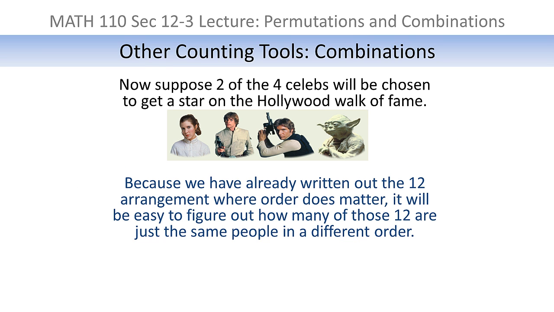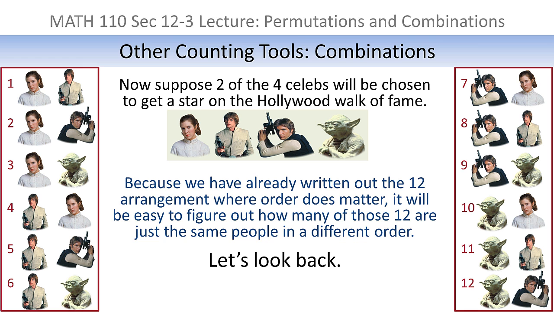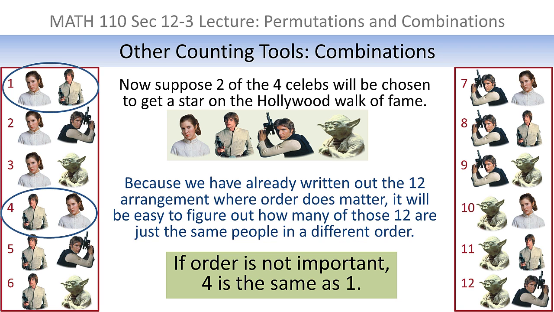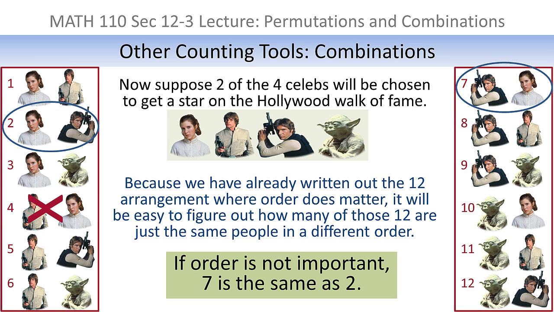But let's go back to the problem. It's actually easy to answer this question given that we've already gotten the 12 possibilities when order does matter. So if I just look back and pop those 12 possibilities back up, all I have to do is get rid of the ones where they're the same if you don't worry about order. For example, 1 and 4 are really the same if I don't care what order they're chosen in. Choosing Leia and then Luke is the same as choosing Luke and then Leia. They just both get a star. It doesn't matter. So I can cross out one of those. As I go down that list, I can keep doing that.